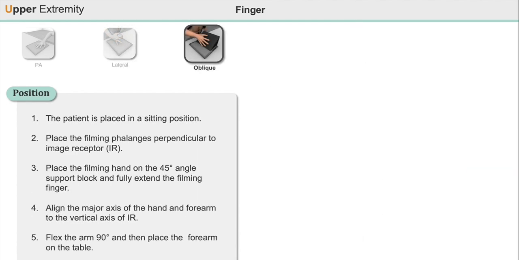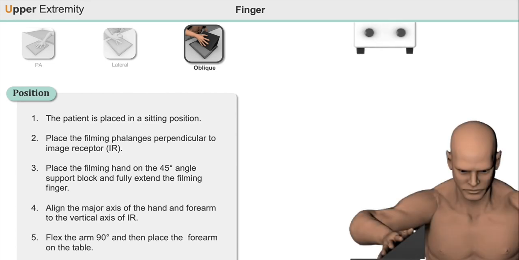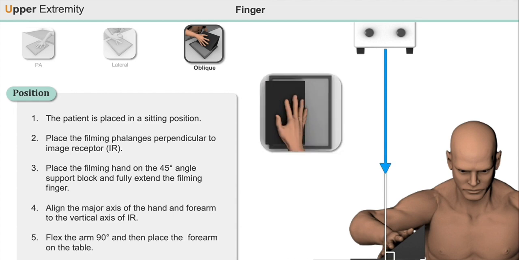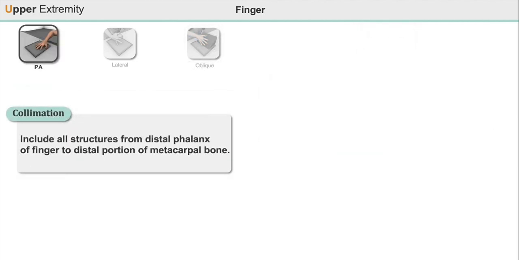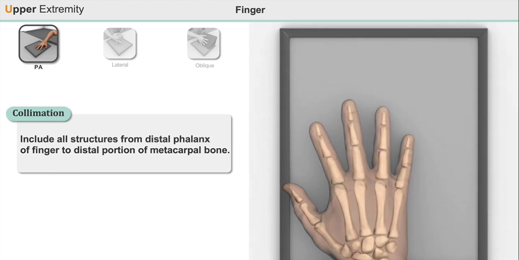In the case of finger oblique, place the patient's hand on the 45-degree angle support block with the full extension of the filming finger. Then align the major axis of the patient's hand and forearm to the vertical axis of the image receptor and flex the arm 90 degrees to place the forearm on the table. For every finger projection, make sure to include all structures from distal phalanges to the distal portion of the metacarpal bone.